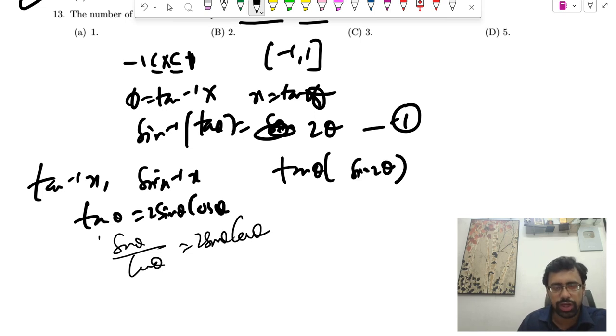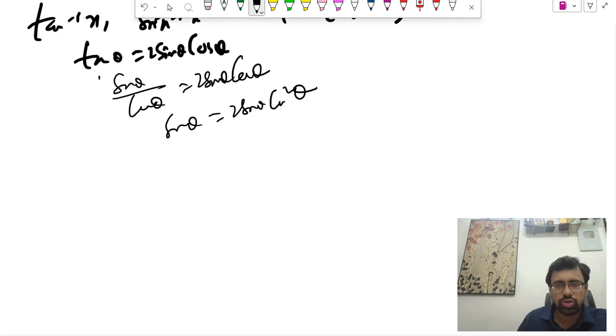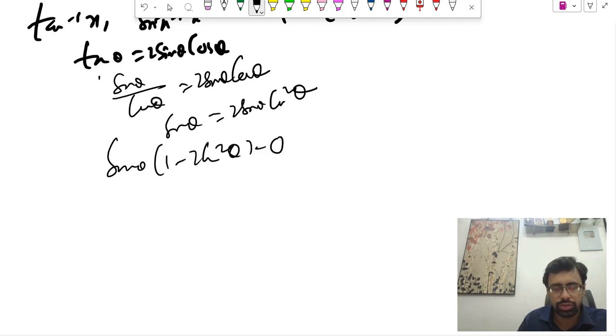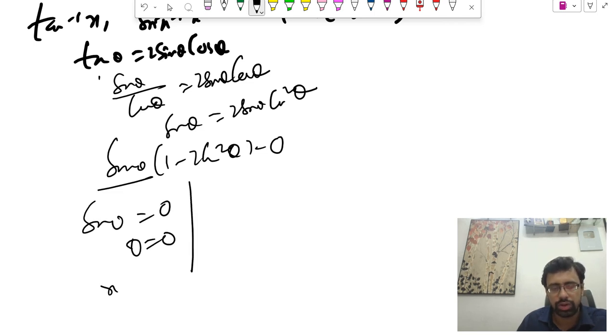तो मल्टीप्लाई बोथ साइड अगर cos से करेंगे, so sin theta equal to 2 sin theta cos square theta. So sin theta times (1 minus 2 cos square theta) equal to 0. So यहाँ case 1 is sin theta equal to 0, theta equal to 0. So x equal to tan 0, so x equal to also 0.